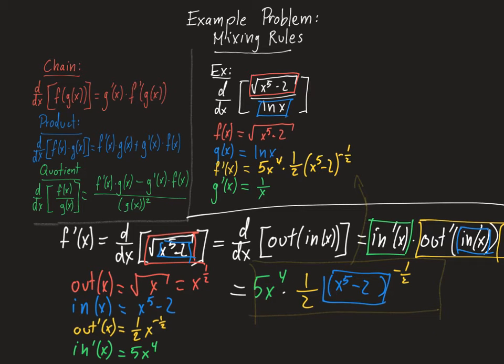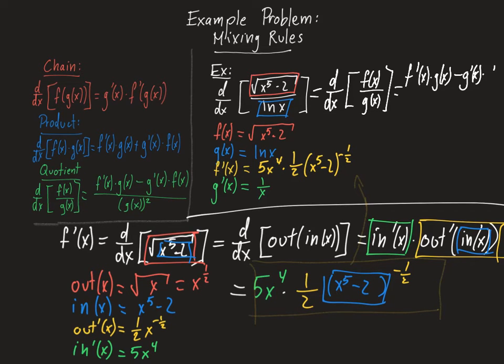All right, so the next step is going to be to rewrite the quotient rule, as we usually do. Here we are being asked to find the derivative of f of x divided by g of x. And quotient rule tells us that this is going to be the derivative of f times g minus the derivative of g times f, all this over g of x squared.